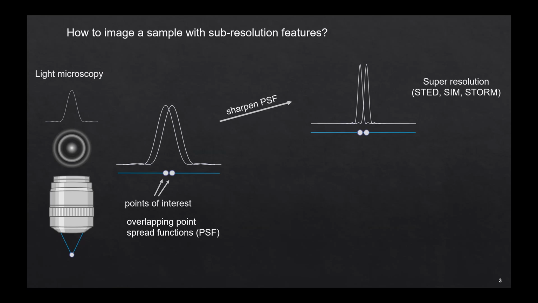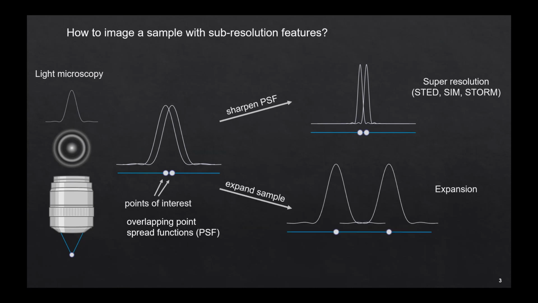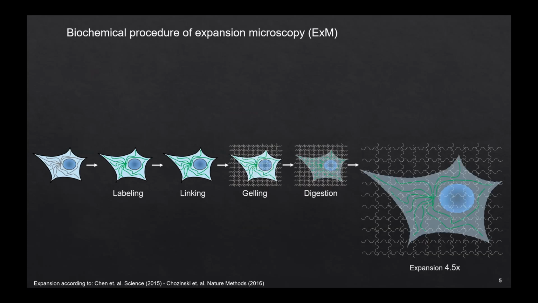So we have these super resolution methods that try to sharpen or play with some statistics in order to differentiate these two elements that are too close to each other. But another method, and that is cheaper, is expansion microscopy, where we physically separate the elements in order to resolve them. How expansion microscopy works was also explained last week on Friday in several talks.